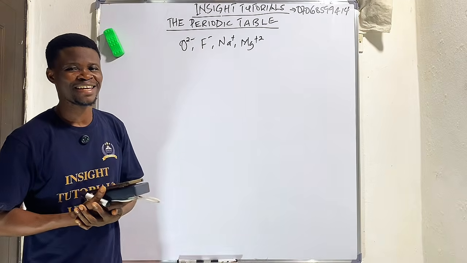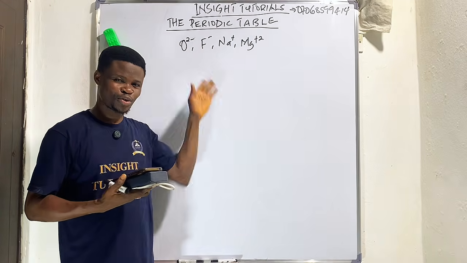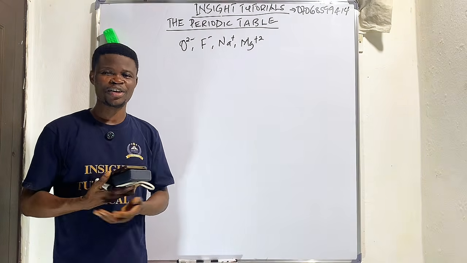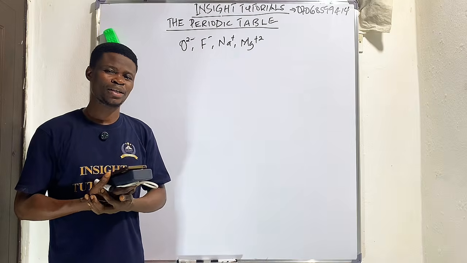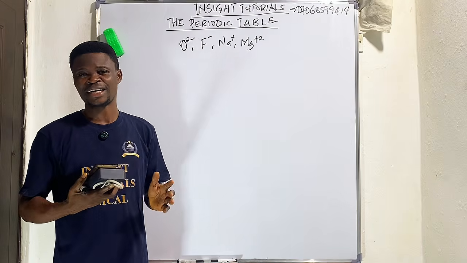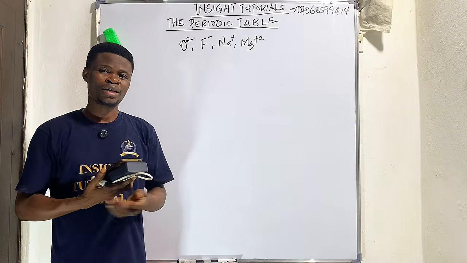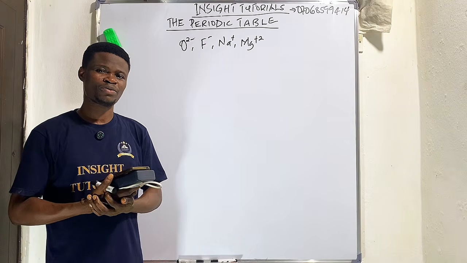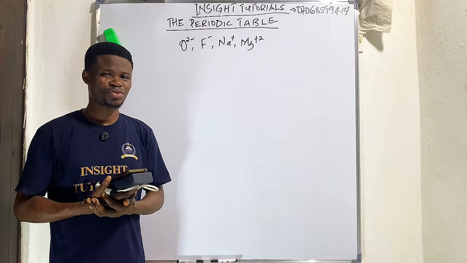Can you correctly arrange oxygen ion, fluorine ion, sodium ion, and magnesium ion in order of their ionic sizes? Do you know why magnesium has a higher first ionization energy than aluminium, even though it comes before aluminium in the periodic table? These are some of the periodic table questions that students come across in chemistry.